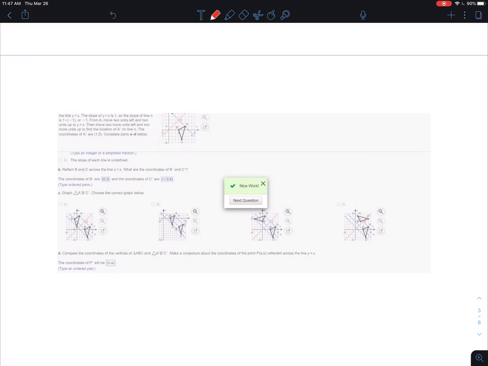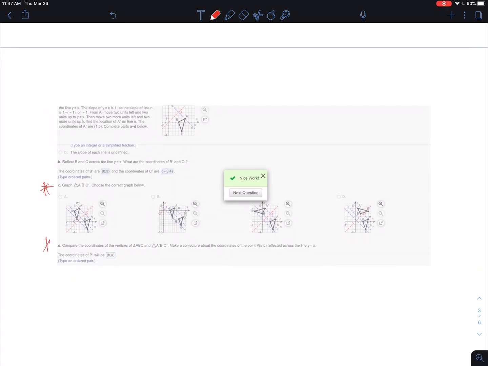The last piece was asking about the pattern. And it says right here for D, triangle ABC and triangle A prime, B prime, C prime, make a conjecture about the coordinates of point P, (a, b), reflected across y equals x. And you can clearly see what I wrote. So what happens? The x and y switch, right, because we're not using x and y, we're using a and b, right?